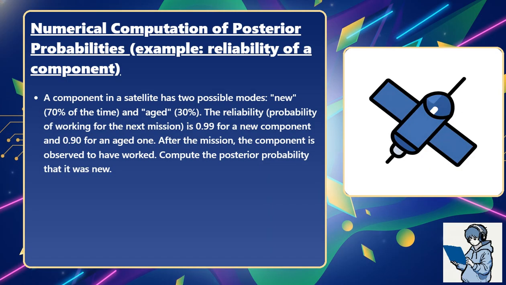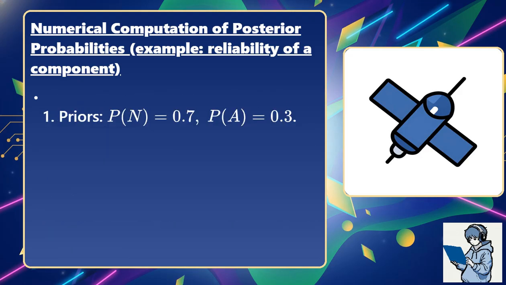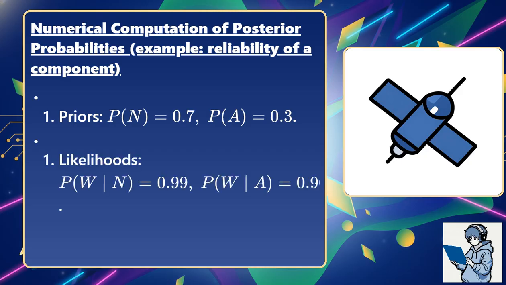A component in a satellite has 2 possible modes: new 70% of the time and aged 30%. The reliability, the probability of working for the next mission, is 0.99 for a new component and 0.90 for an aged one. After the mission, the component is observed to have worked. Compute the posterior probability that it was new. Define events: N equals new, A equals aged, W equals worked. Priors: P(N) equals 0.7, P(A) equals 0.3. Likelihoods: P(W given N) equals 0.99, P(W given A) equals 0.90.